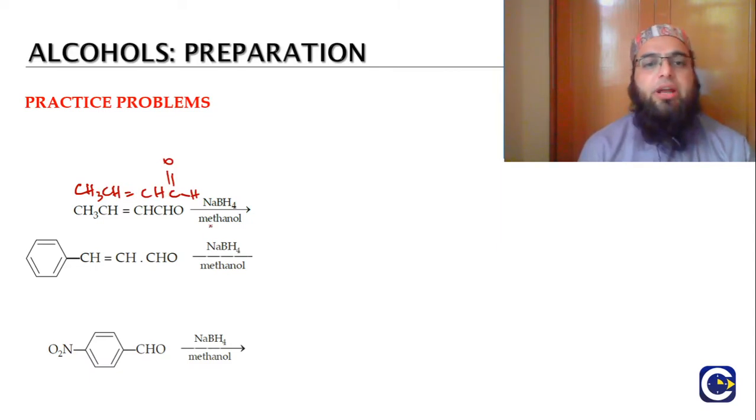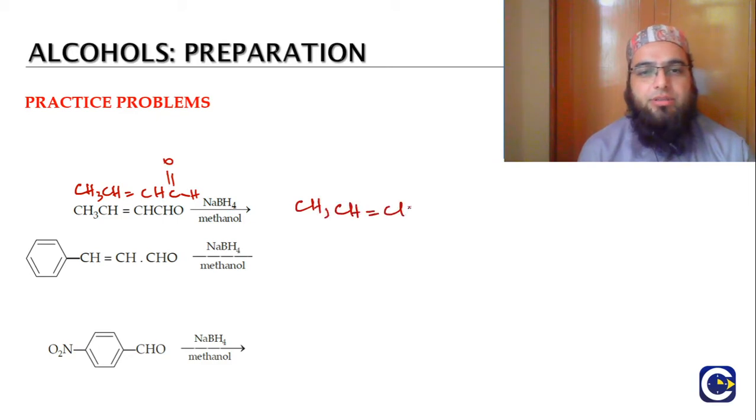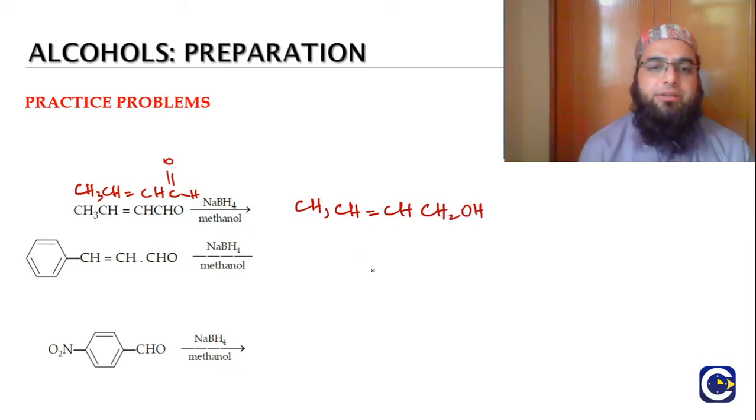So this sodium borohydride is capable of reducing this bond. So we'll be getting the product as CH3 CH double bond CH and CH2OH. This will be the product. This is the alcohol that we get in this reaction.